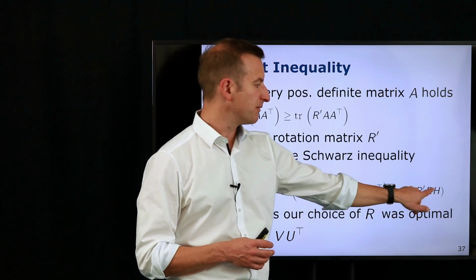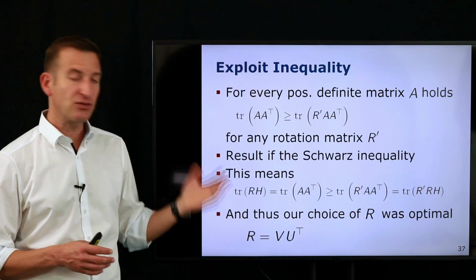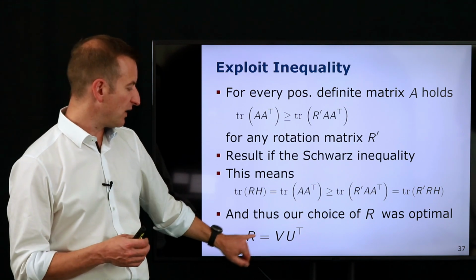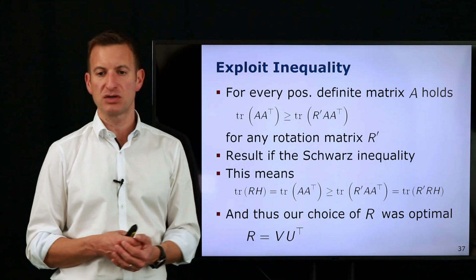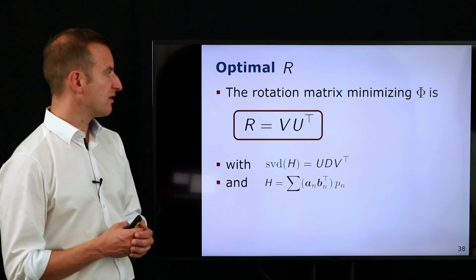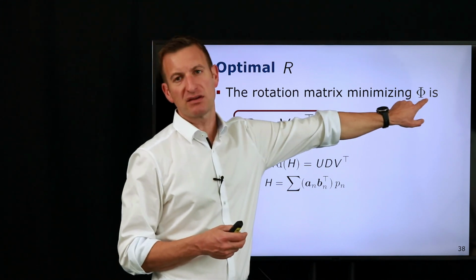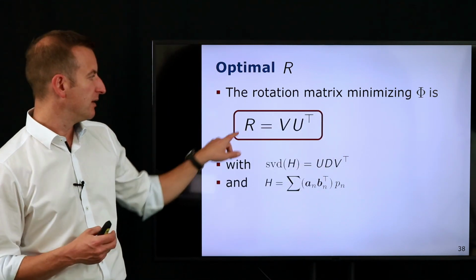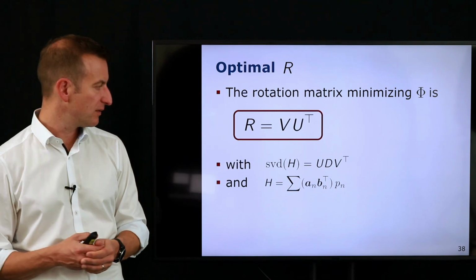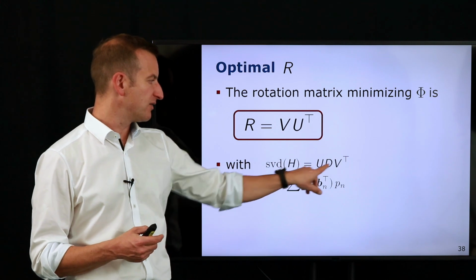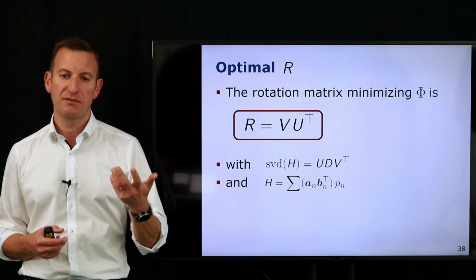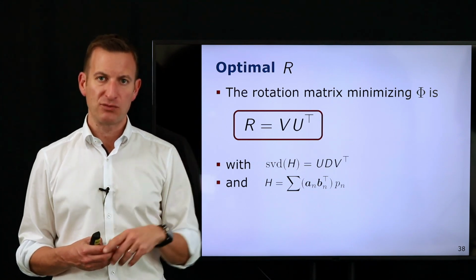And this would be put together in a rotation matrix. As a result of this, my choice of R was the optimal choice. So what I do is I choose R as VU transposed. So the optimal R, the R that minimizes my objective function, my squared error function, is exactly this rotation matrix, which is built up from those two rotation matrices, where U and V stem from the singular value decomposition, and this matrix H is the cross-covariance matrix built up from the vectors of my reduced coordinates together with their weight.